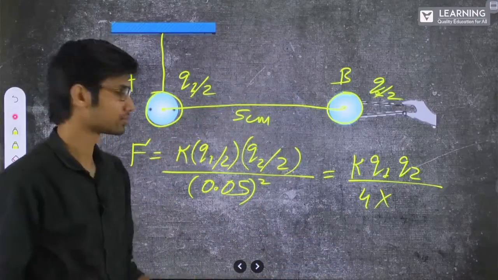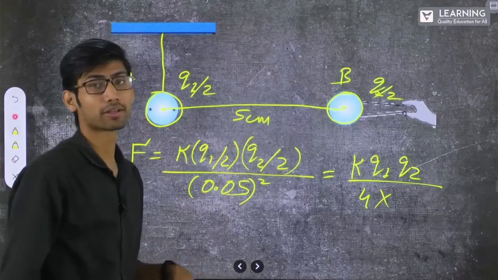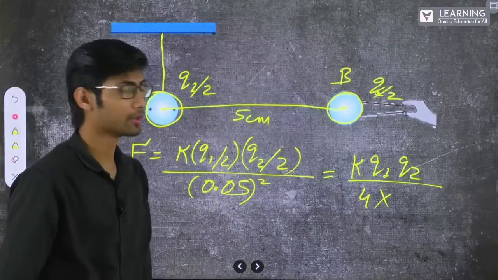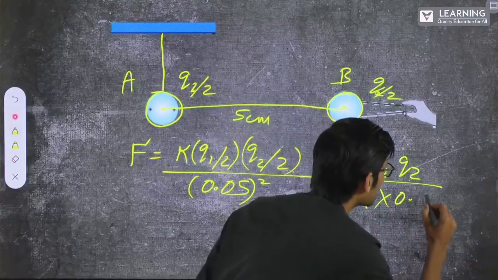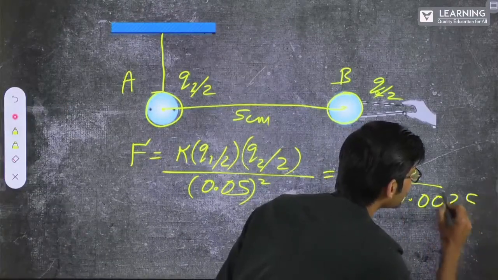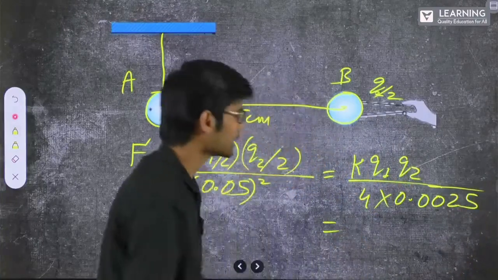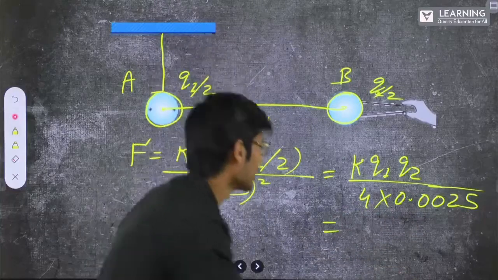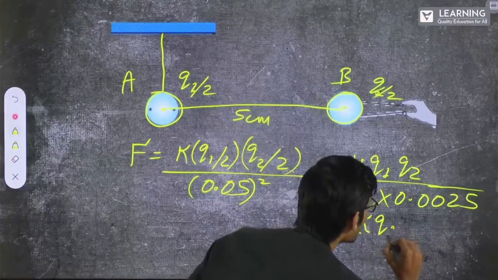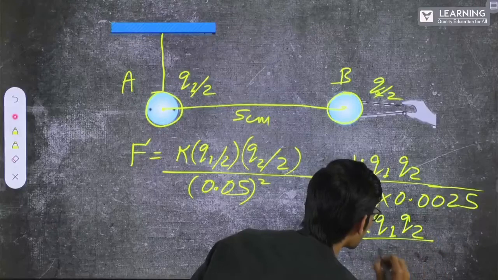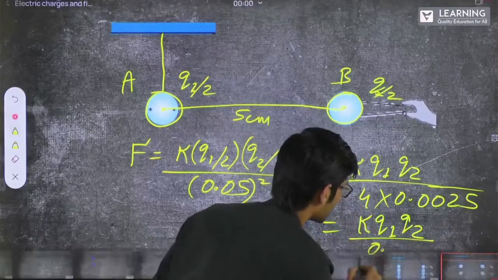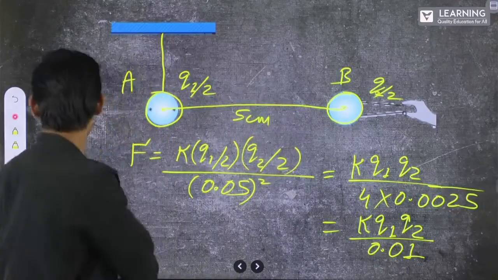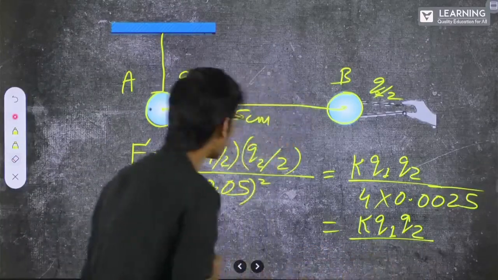How much is this? 0.0025. After decimal 2 digits are there, if I square it, after decimal 4 digits will be there, correct? And 5 5s are 25. So this will be 0.0025. Now if I multiply this, 25 4s are 100. This will become 0.01. K Q1 Q2 divided by 0.01. Now what is 0.01? 10 power minus 2. So I'll write it as 10 power minus 2.